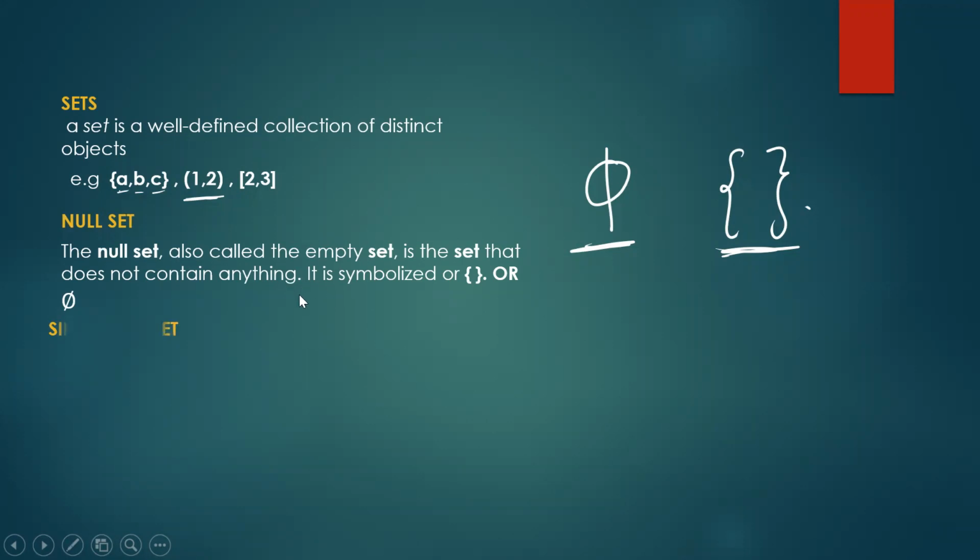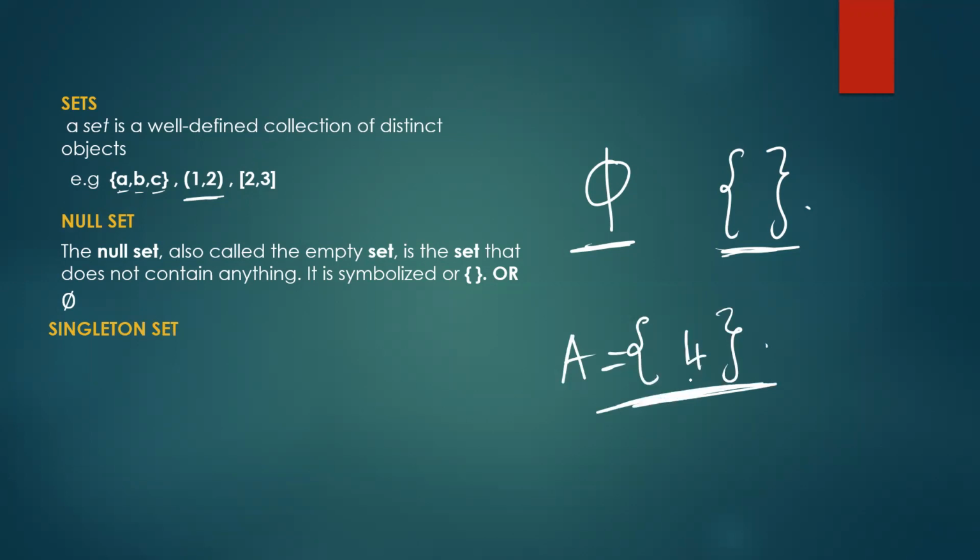All right, so what is a singleton set? A singleton set is simply a set that consists of only one element. So a singleton set only contains one element. If you have a set, for instance, set A, which consists of only one element, let's say you have 4 in the set, this is a singleton set because it only has one element.